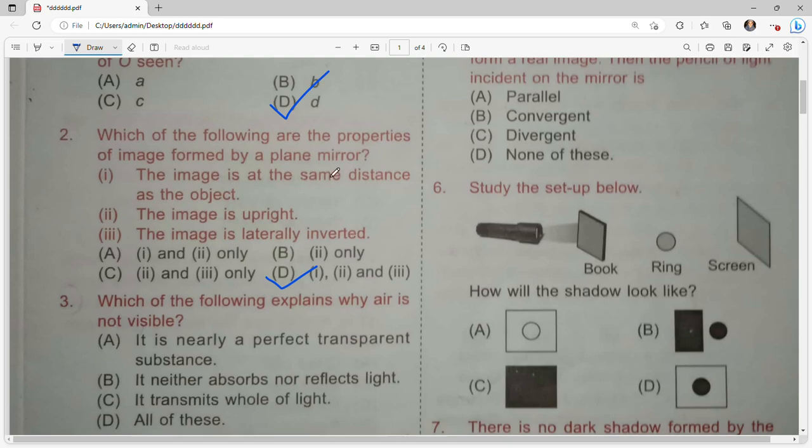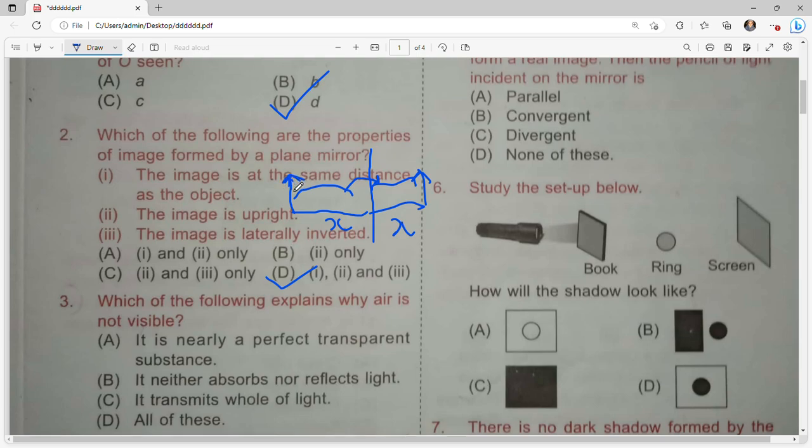3, because like this is a plane mirror and this is the object. So in a plane mirror, the distance of object is equal to the distance of the image from the mirror, which means that this distance would be equal to this distance. Second is, the image is upright. Yes, the image formed is upright.